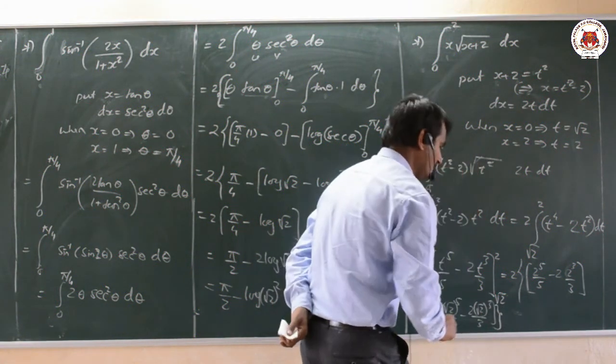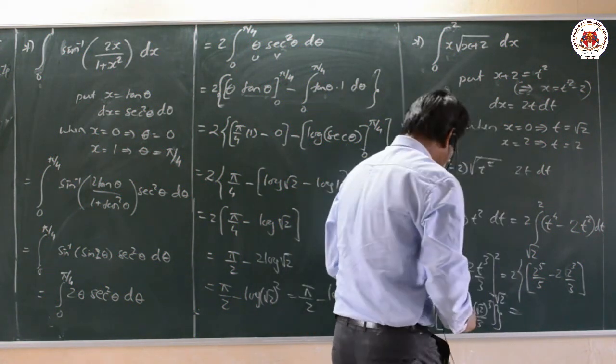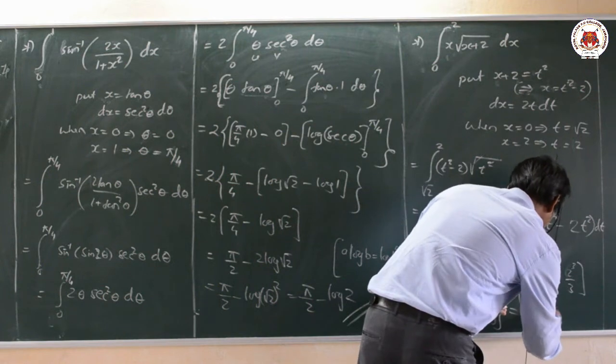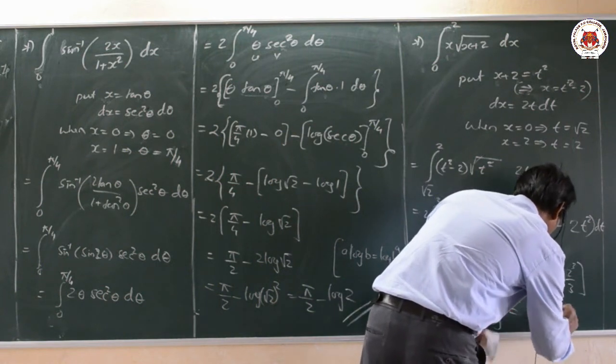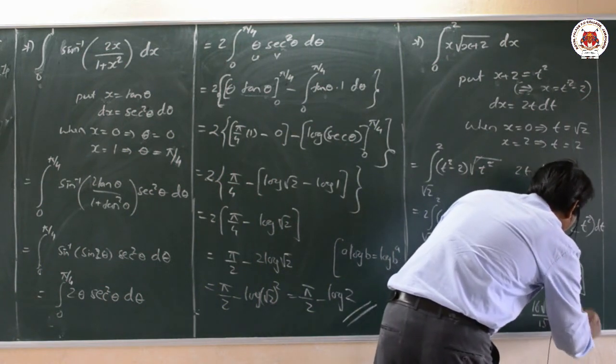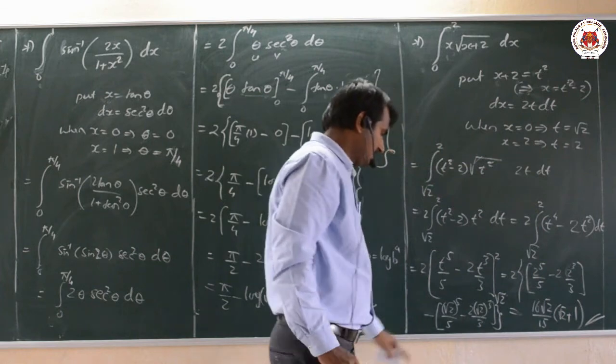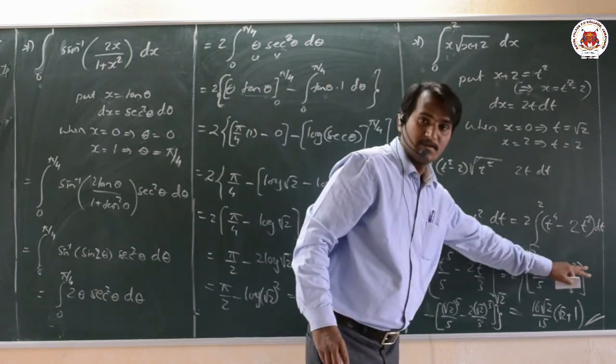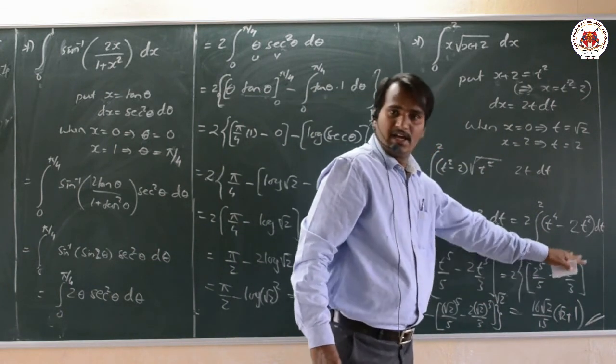We have substituted both upper and lower limit values. So the final answer is 16 into root 2 divided by 15 into root 2 plus 1. That is the required result. You just calculate it, that's all. It is a simple calculation. You can take the LCM and calculate it.